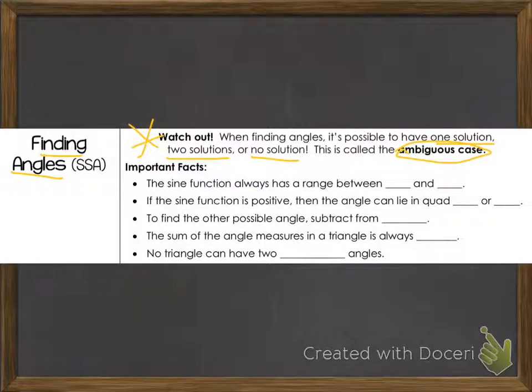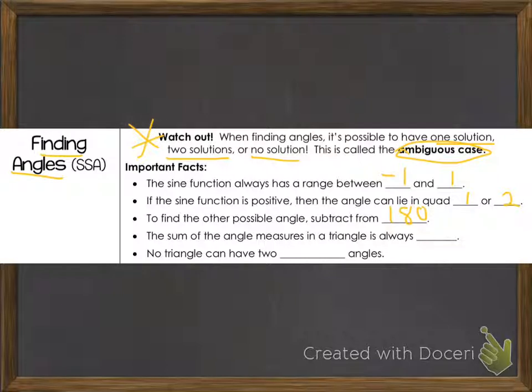So, the sine function always has a range that is going to be in between -1 and +1. If the sine function is going to be positive, then the angle can lie in quad 1 or 2. So then by default, if it's negative, it would be in 3 or 4. To find the other possible angle, you would subtract from 180. And again, this is if you have two solutions to your problem.